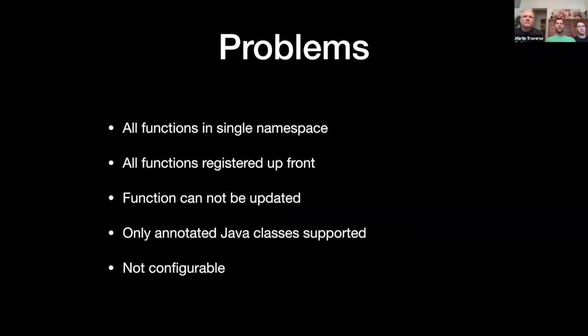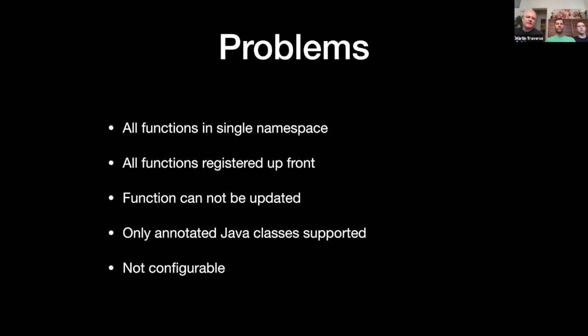So there are a number of problems with the existing system. As I mentioned before, we have a single namespace, and you run out of good names pretty quickly. We also force all the functions to be registered up front, which means you need to know what all the functions are that you're going to want. And if later you want to add new functions, you pretty much have to restart your server, is what people do.